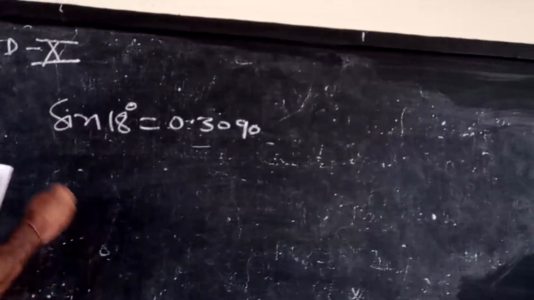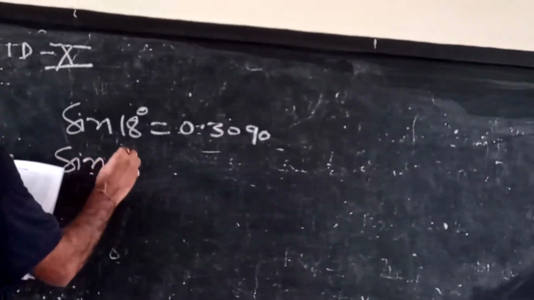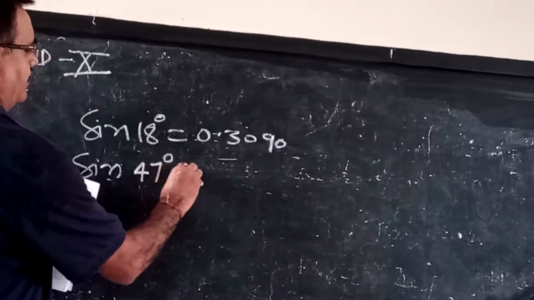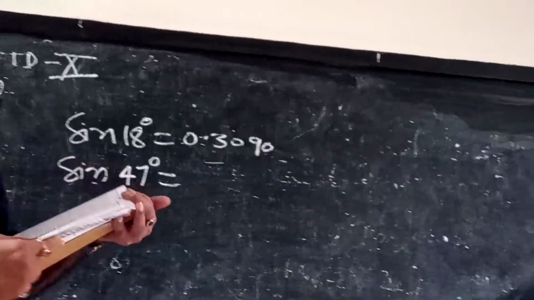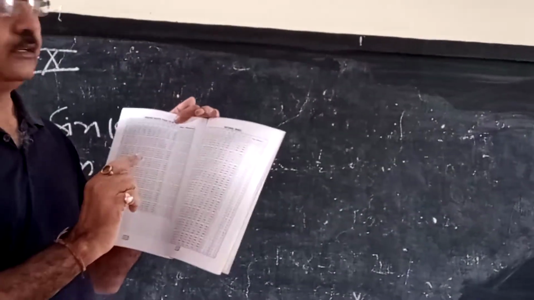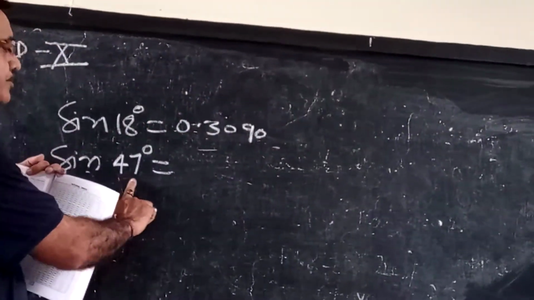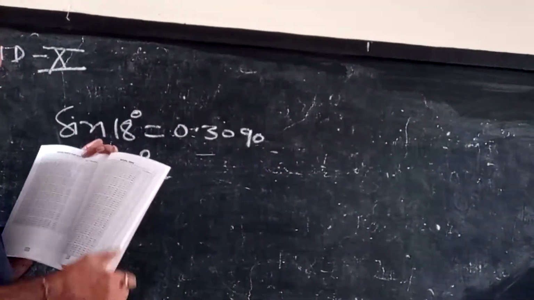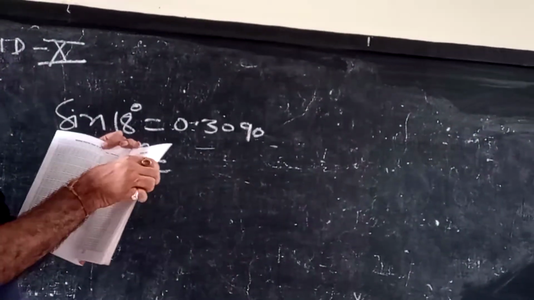Now where you have to find sine 47 degree, how will you find? Since in this the multiples of 6 minutes are given, for 47 you have to see just before 47. Don't see after 47. So before 47 will be 42.